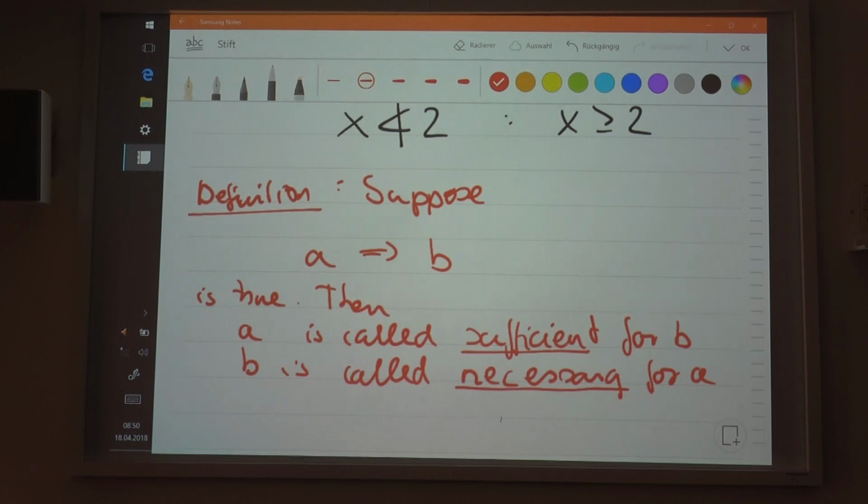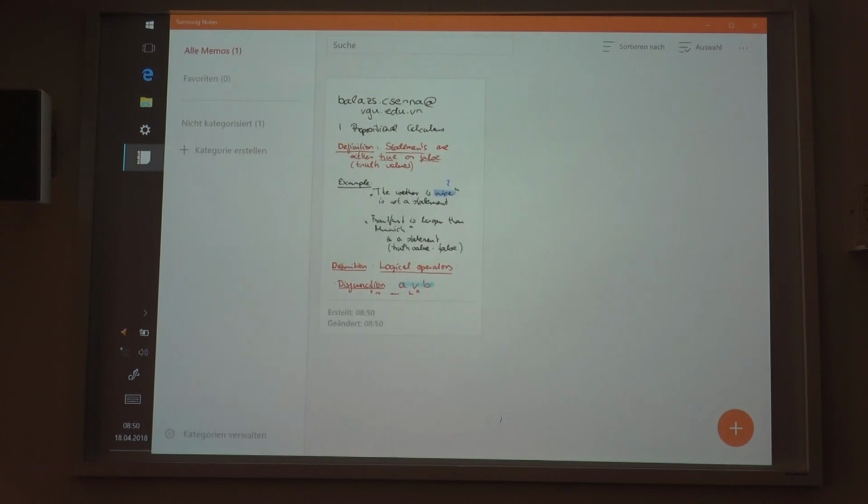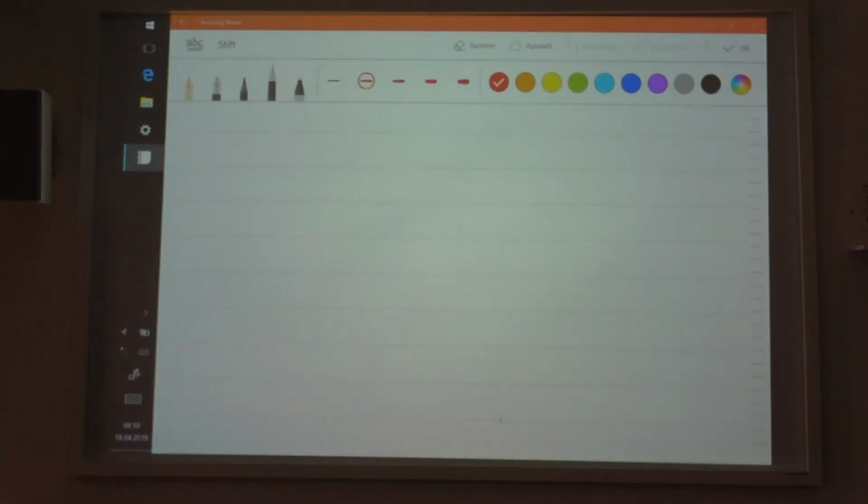Can I continue? Because I need to have a new slide here. All right. So save it and just move to the next. So let me just consider the following example to that.